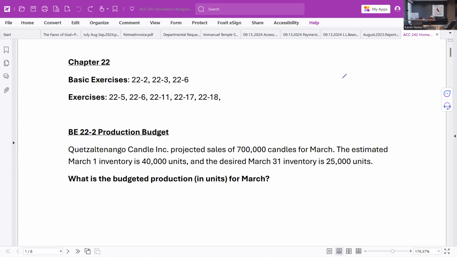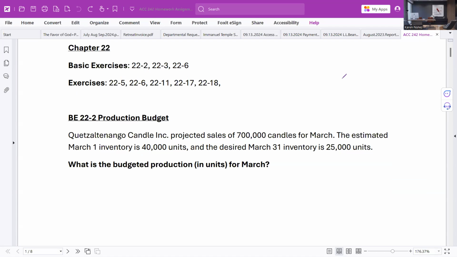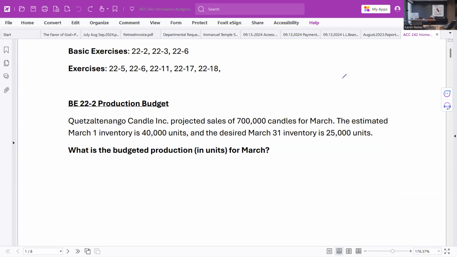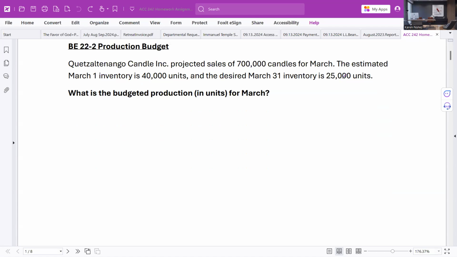So we're looking at components of the master budget, and we're going to start this session with the production budget in basic exercise 22-2. So our production budget is a function of the sales budget and beginning and ending inventory. We want to produce enough to cover our sales plus or minus the change in inventory.